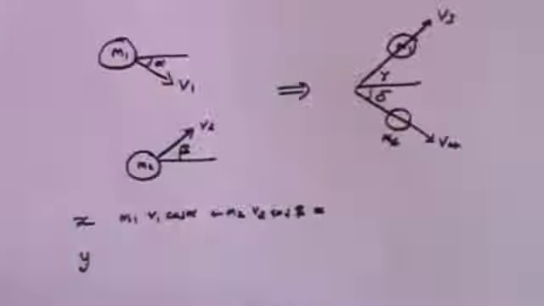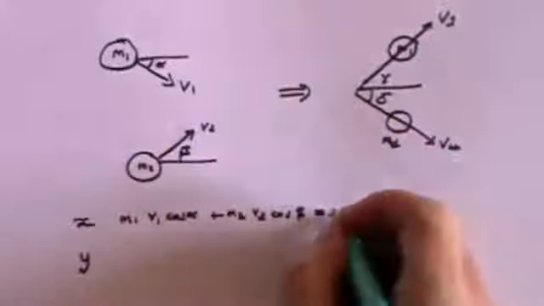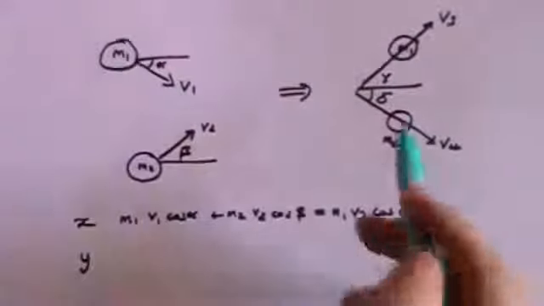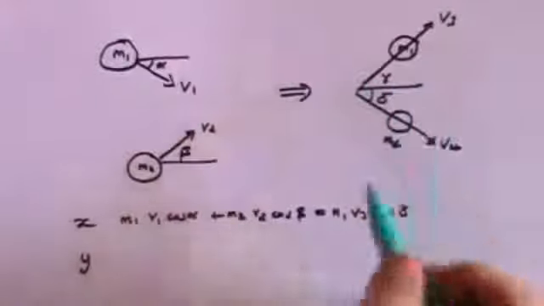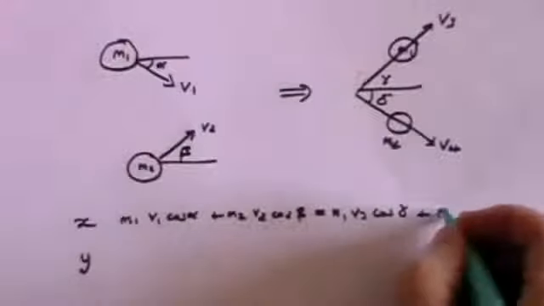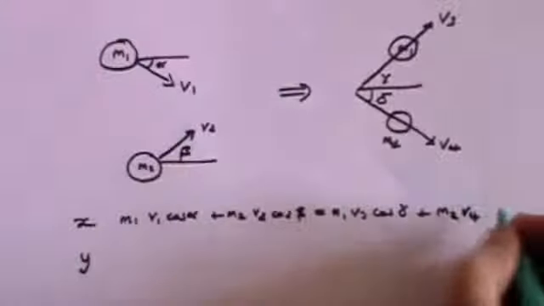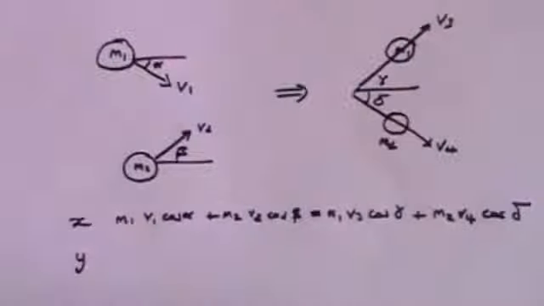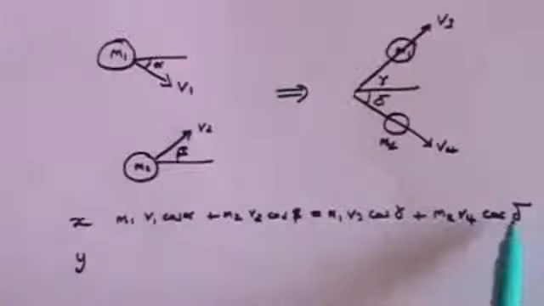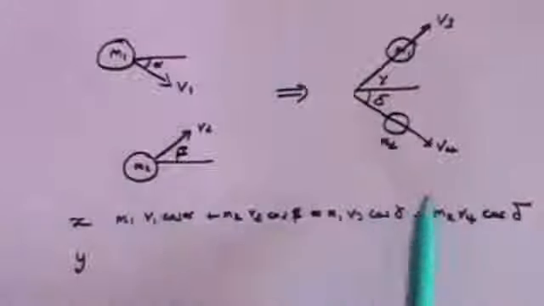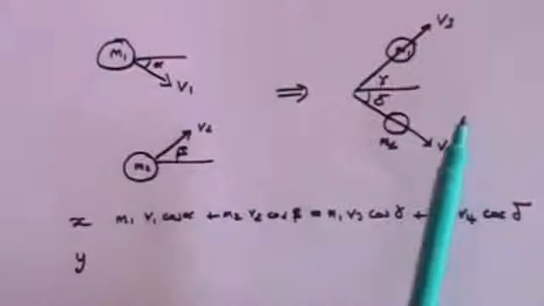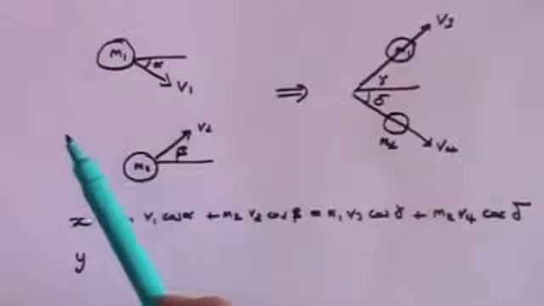The momentum after the collision will now be m1 v3 times the cosine of gamma, the angle between v3 and the x-axis, plus m2 times v4 times the cosine of delta. And that's the momentum before the collision. That's the momentum after the collision. And all of these terms are positive because I have defined the positive direction as left to right. If any of the balls were to go in the right to left direction, that would obviously need a negative term.